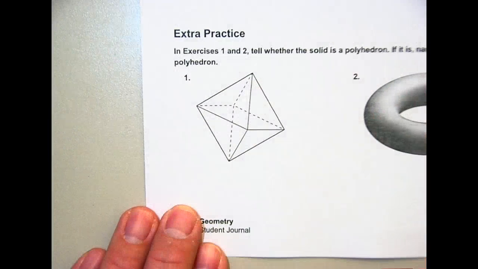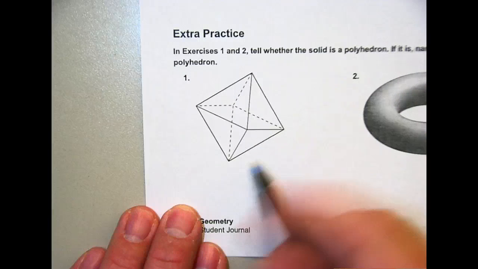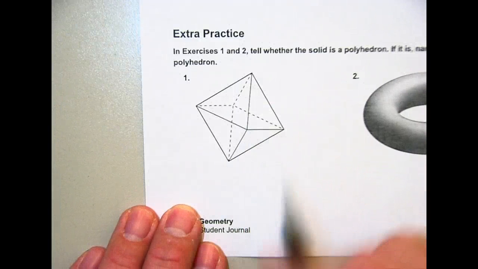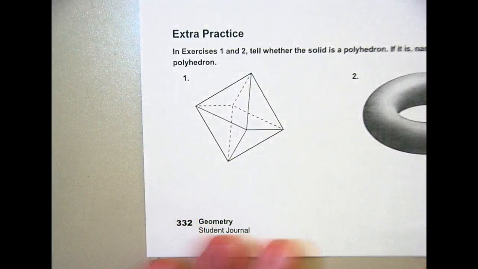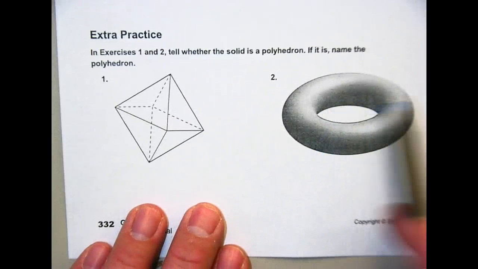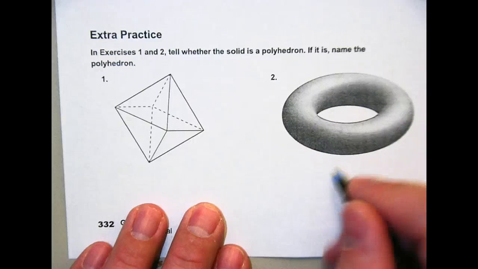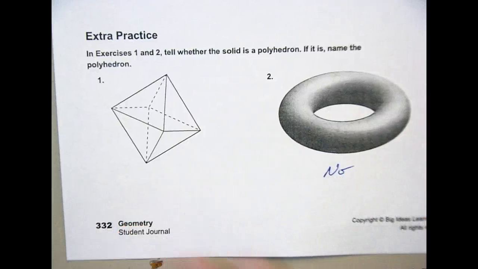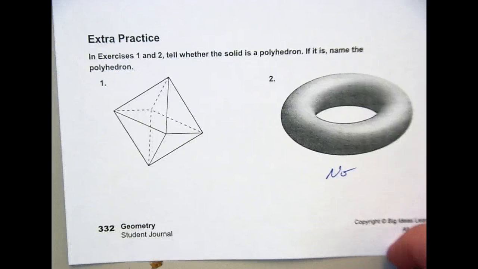So tell whether the solid is a polyhedron. Yes, it is. It's called an octahedron. Now, I don't need you to memorize that name, but it's an octahedron. Is this a polyhedron, though? It looks good, like put some sprinkles on it. But the answer is no. It does not have edges and faces.